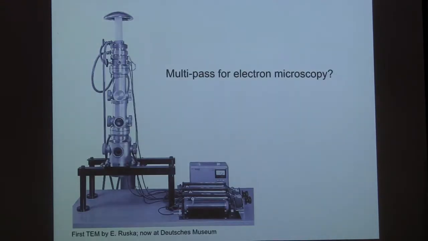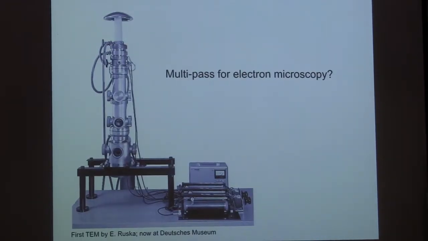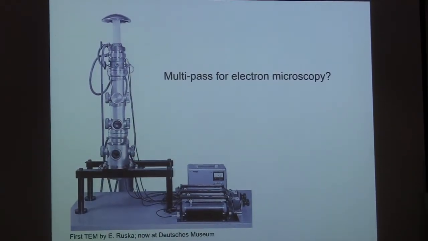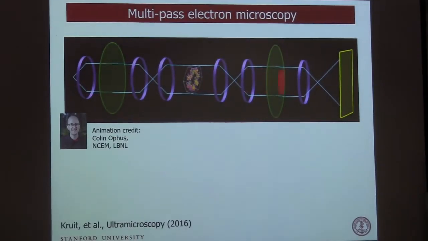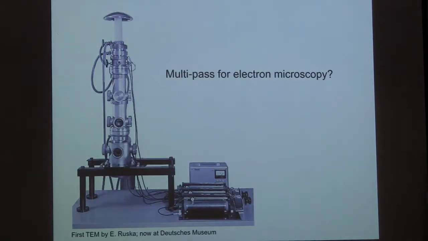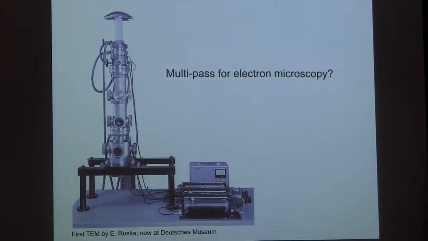Okay, so that's what happened with light. Now, what can we do with electrons? By the way, the electron microscope is just an awesome technological feat. There's a rendition of this at the Deutsches Museum in Munich. If you haven't been to that museum, it's an awesome science museum.